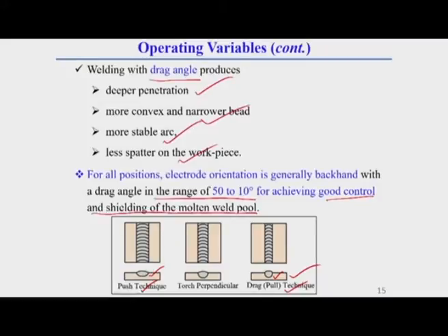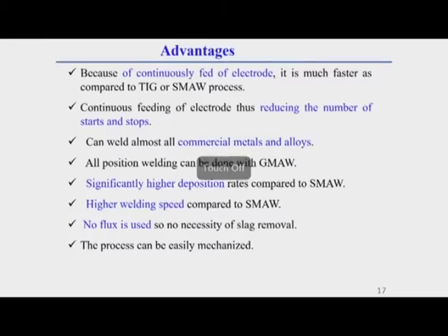Now, if the torch is perpendicular, we generally get intermediate weld quality, that is, whatever quality we get in forehand welding and backhand welding, it is an intermediate quality. Now we will discuss the advantages, disadvantages and applications of this welding process. These are the three things that remain about this welding technique.